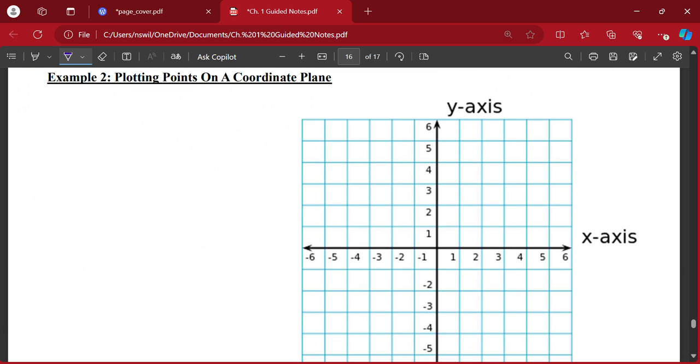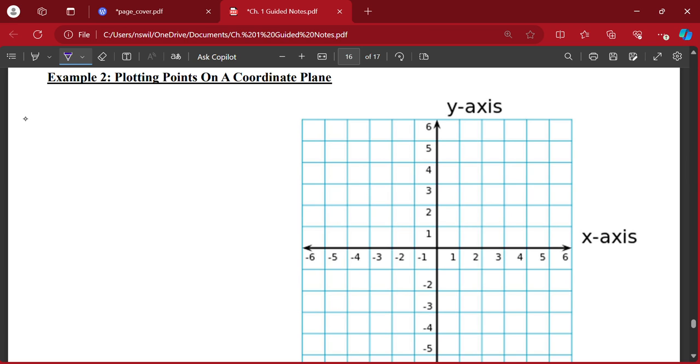So now let's take a look at example 2. We are plotting points on a graph. When we plot points on a graph, the ordered pair is already there for us. We're just going to follow its coordinates using that same question.